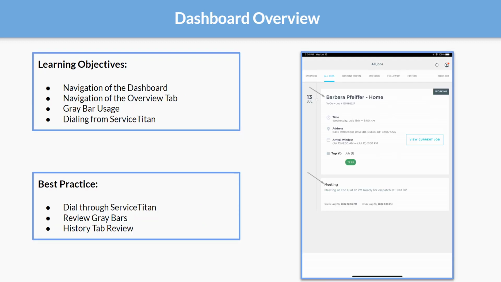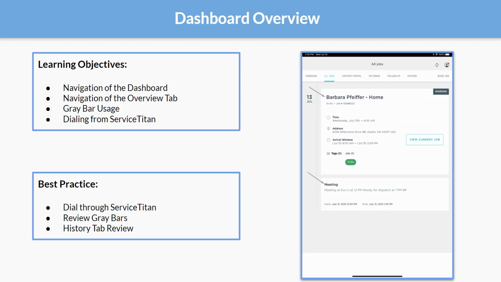Dashboard Overview. In this module, you should have learned the full navigation of the dashboard, the navigation through the Overview tab, gray bar usage, and dialing from ServiceTitan. As a reminder, it is best practice to always dial through ServiceTitan to ensure the call is recorded and that the customer cannot contact you back directly to your personal phone number.